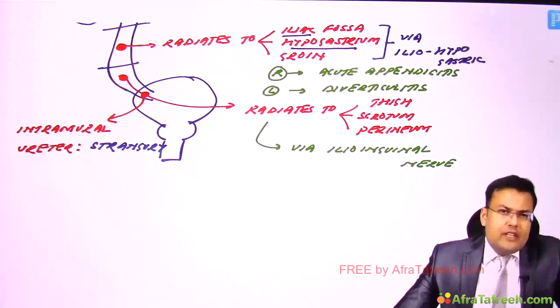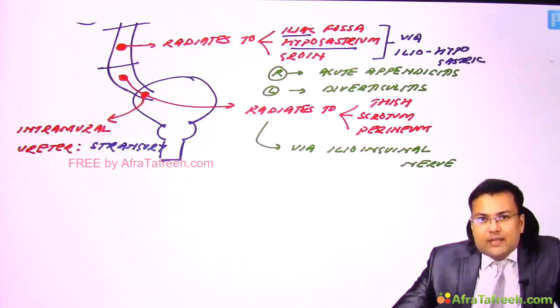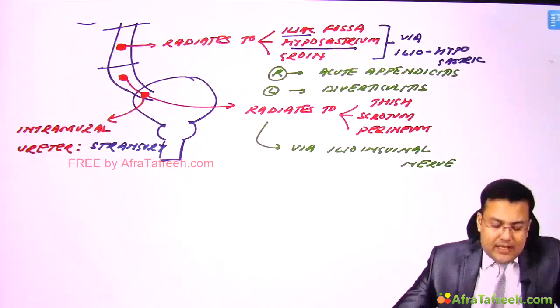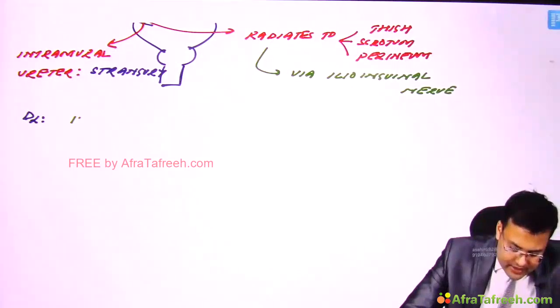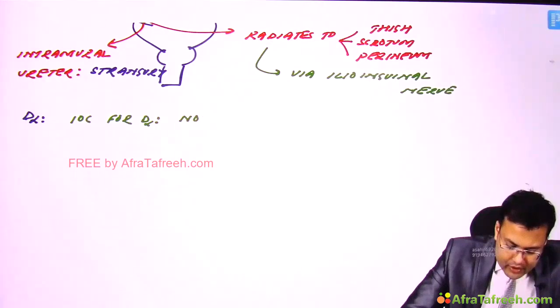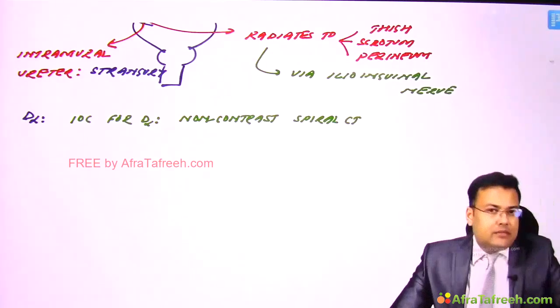Okay. Whenever we suspect a renal stone, what is the investigation of choice for the diagnosis? It is non-contrast spiral CT. This was asked many times. Investigation of choice for diagnosis is non-contrast spiral CT. This was asked many times in the exam, right?